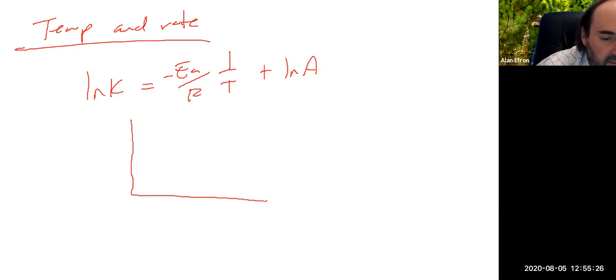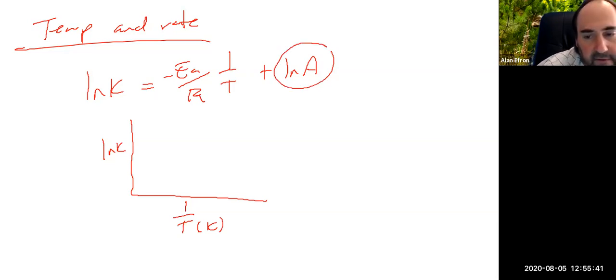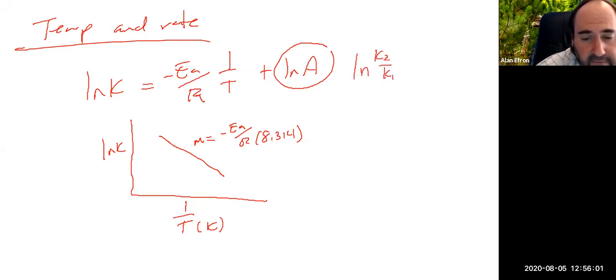If you graph the natural log of k versus 1 over the temperature in Kelvin, Ea is our activation energy, R is our gas constant, 8.314, and 1 over T is our temperature. A is our frequency factor, the proportion of molecules that have enough energy to get up and over to the other side. We'll get that straight line where m is equal to minus Ea over R. And we can use the slope of that line to figure out the activation energy by multiplying it by 8.314.